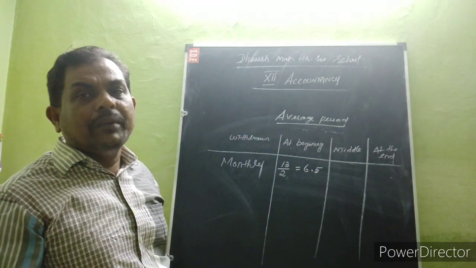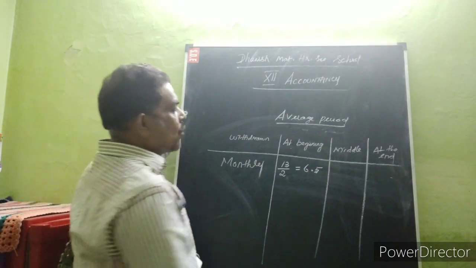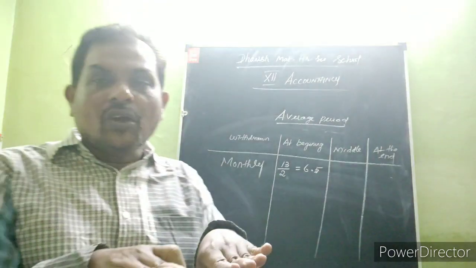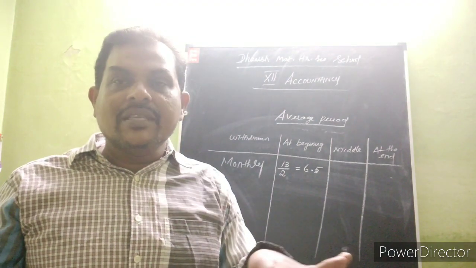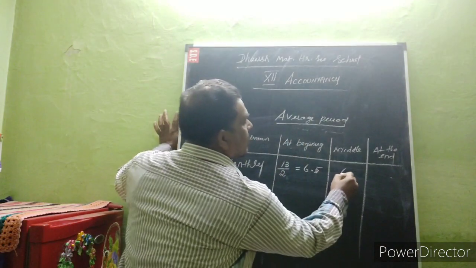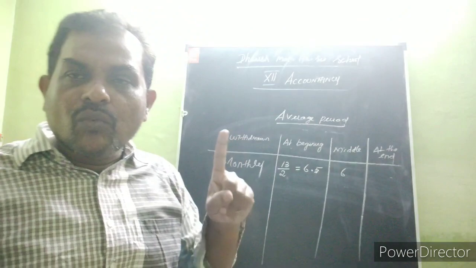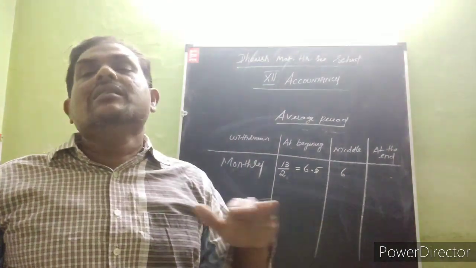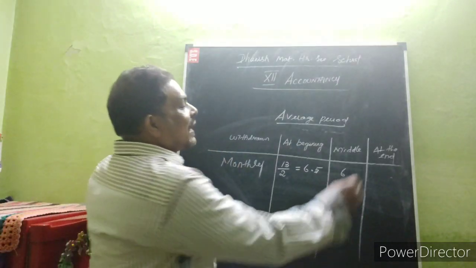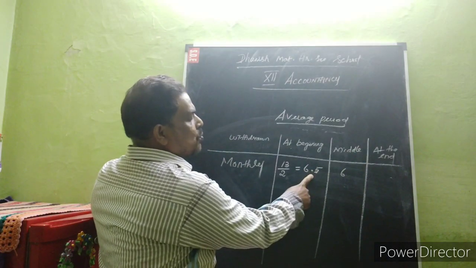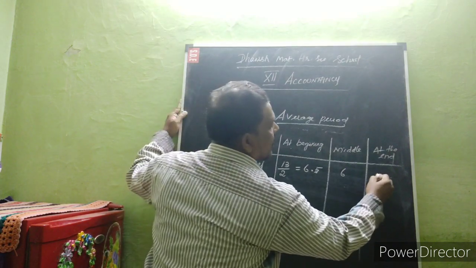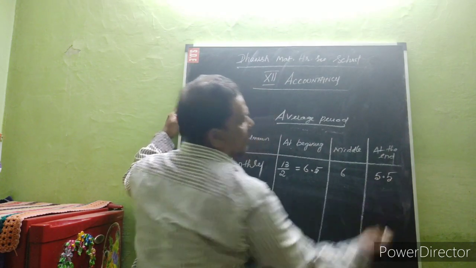Suppose he is taking every middle of the month, then middle means 6 months, so you have to put 6 months. Because in 1 year, middle means 6, that is why I put 6 here. At the end, 0.5 will be reduced from 6.5, so 6. Again 1 will be reduced, so here 5.5.